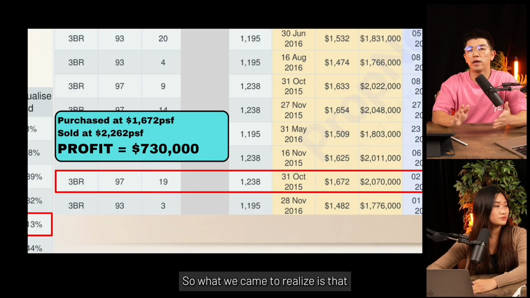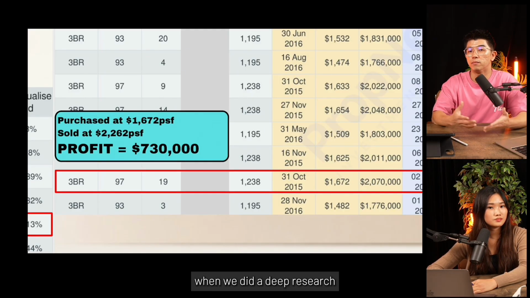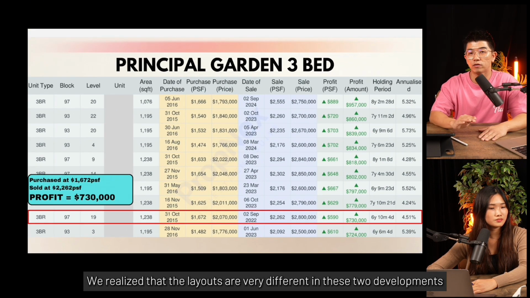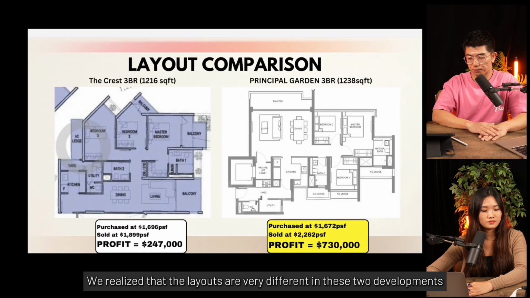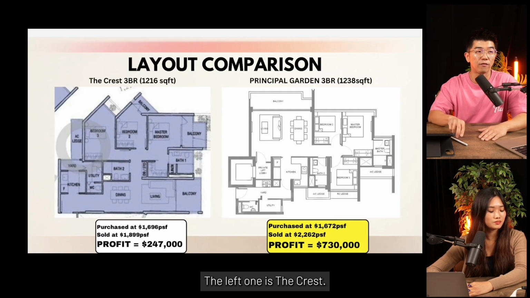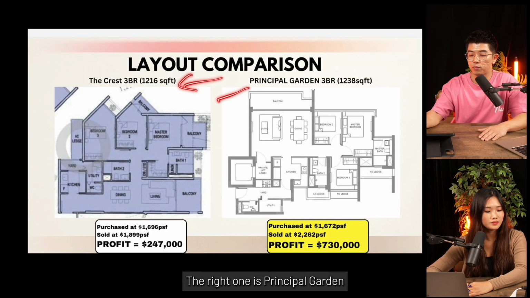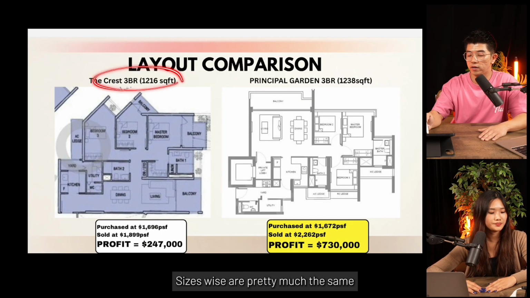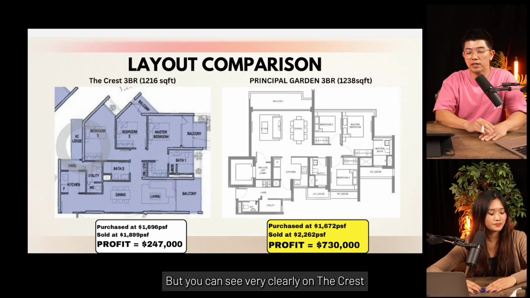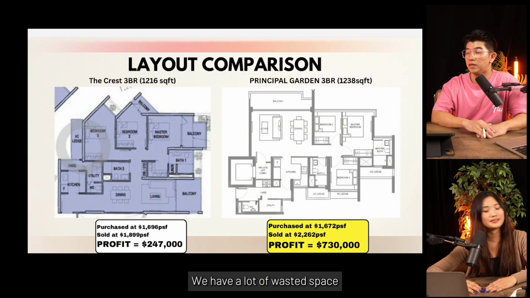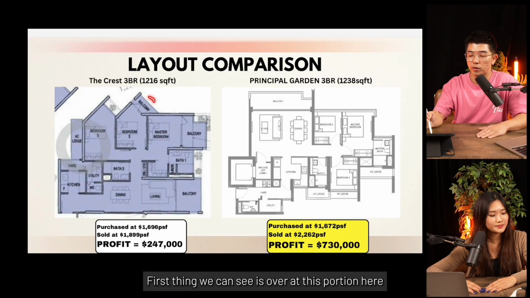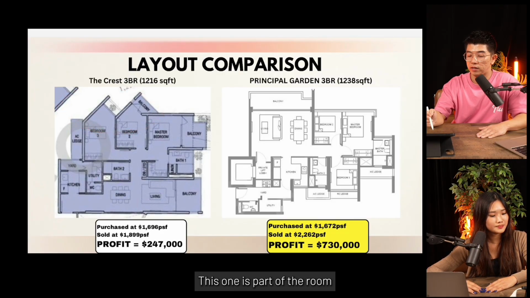What we realized from deep research is that the layouts are very different in these two developments. The left one is the Crest, the right one is Principal Garden. Sizes are pretty much the same, but you can see very clearly that the Crest has a lot of wasted space. First thing we can see is over at this portion here. This one is part of the room.